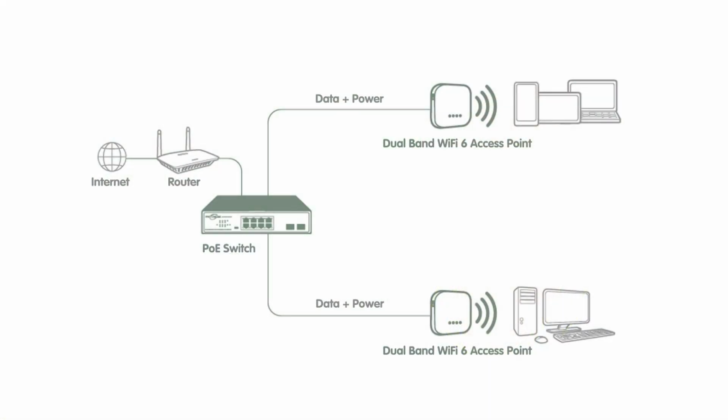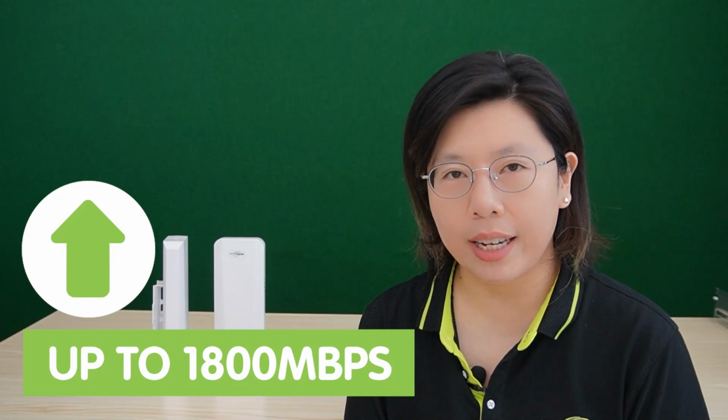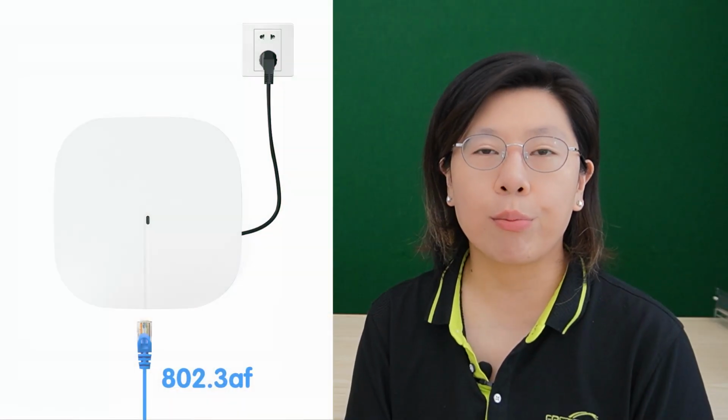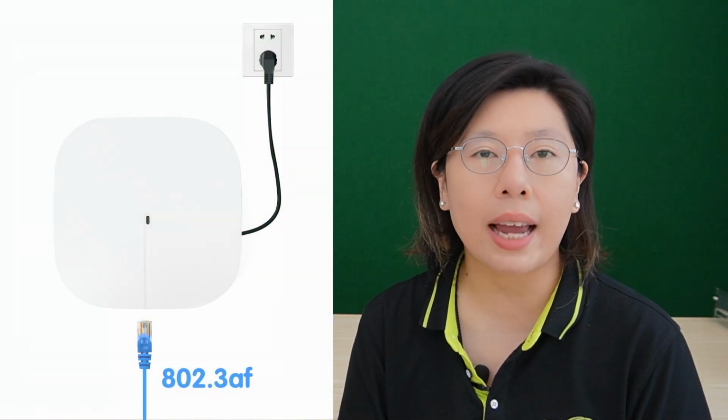Moreover, it can efficiently connect multiple devices simultaneously in crowded areas. The Wi-Fi 6 access point also provides extended coverage, which eliminates dead spots and ensures a strong signal throughout a home or office. It supports wireless speed up to 1,800 megabit per second, ensuring faster downloads, and connects up to 128 client devices simultaneously in high-density environments. It also supports both DC and 802.3af PoE for flexible installation, and no need to install additional power cords.